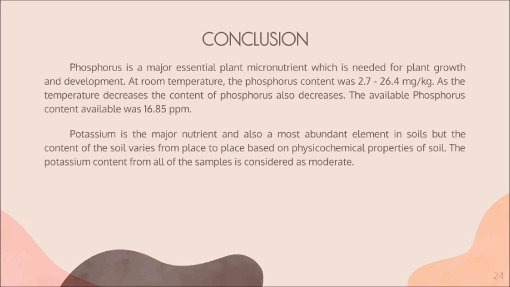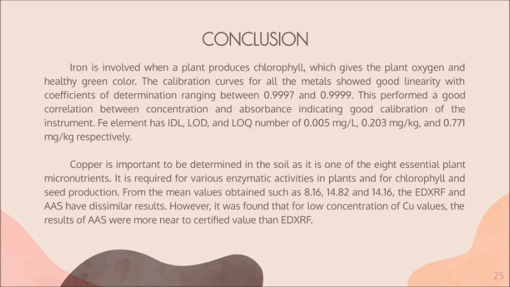Secondly, potassium is a major nutrient and also the most abundant element in soils, but the potassium content of the soil varies from place to place based on the physicochemical properties of the soil. The potassium content from all of the samples is considered moderate. Third, iron is involved when a plant produces chlorophyll, which gives the plant oxygen and healthy green color.